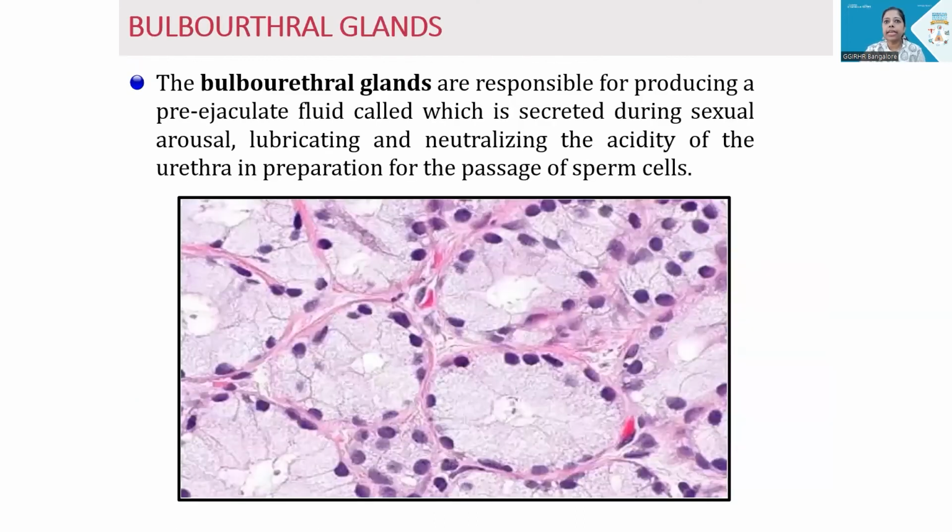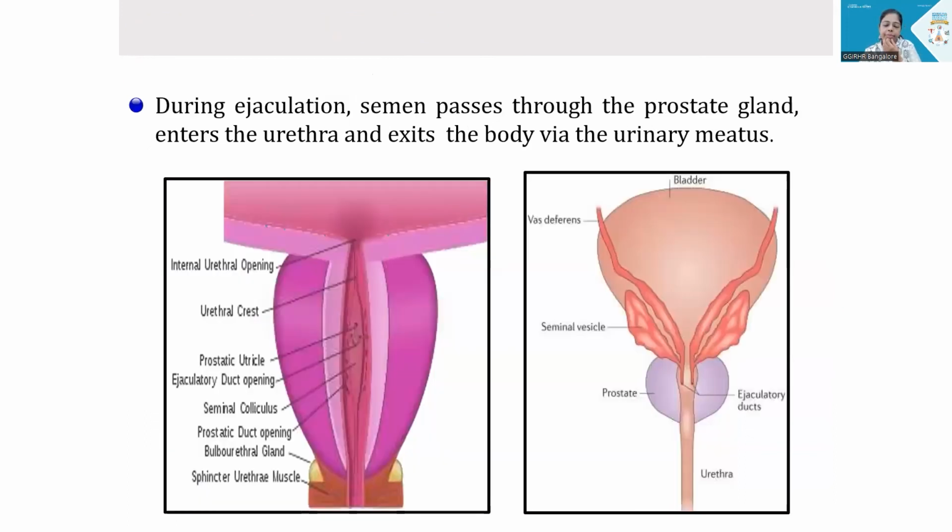These bulbourethral glands are responsible for producing pre-ejaculate fluid, which is secreted during sexual arousal, lubricating and neutralizing the acidity of the urethra in preparation for the passage of sperms. So you need to know, during the pre-ejaculate fluid, it will be the bulbourethral glands which will be helping it. During the first ejaculate, it will be the prostate, and lastly will be the seminal fluid, which will be coming from the seminal vesicles.